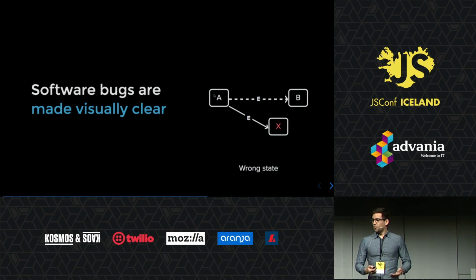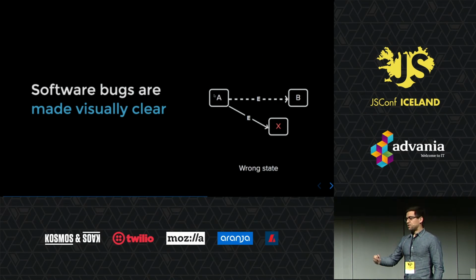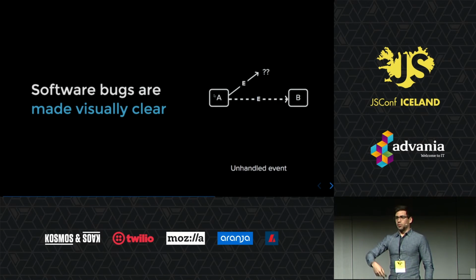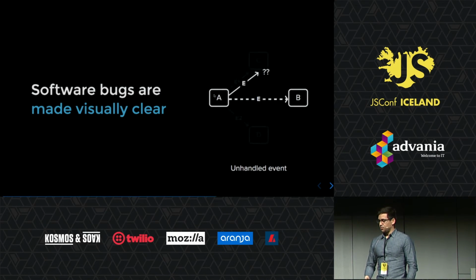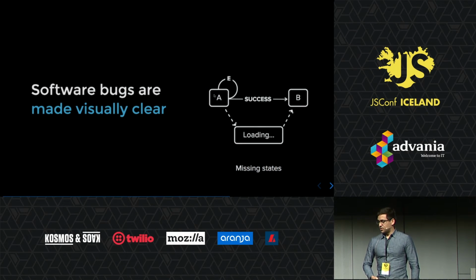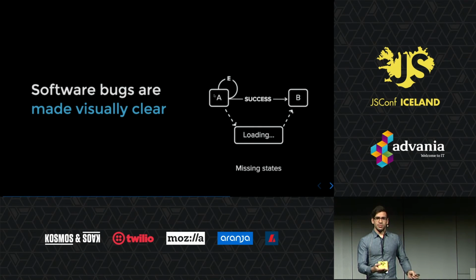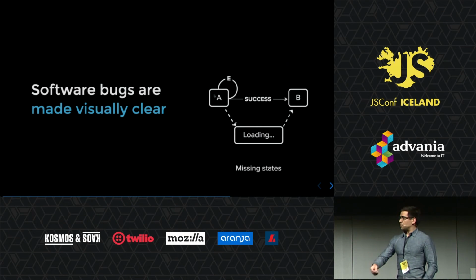So it also makes software bugs visually clear. By drawing them out, having them on a diagram, you could easily see when I do this event, I'm going to the wrong state, or maybe I have an unhandled event, which does nothing, or maybe I have a missing transition. And so that's shown here too. For example, Dan was showing the example where when you click a movie, it just waits, and then you get the next movie, and there's no loading state. Well, you could clearly see that in the state transition diagram.